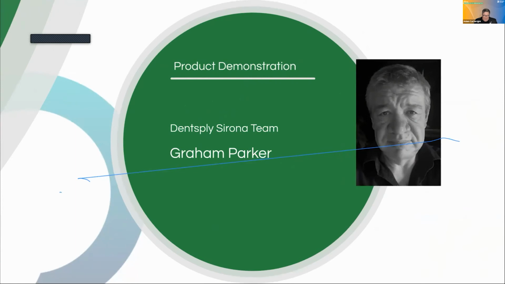Now, what I'm going to do next is hand over to my colleague, Graham Parker, who's going to give us a short demonstration of how software can work seamlessly alongside the hardware in your practice to assist you with those more complex diagnoses and clinical studies that we've looked at earlier this evening. So, Graham, you should be ready to take over at this point. I am, Adam, I am.